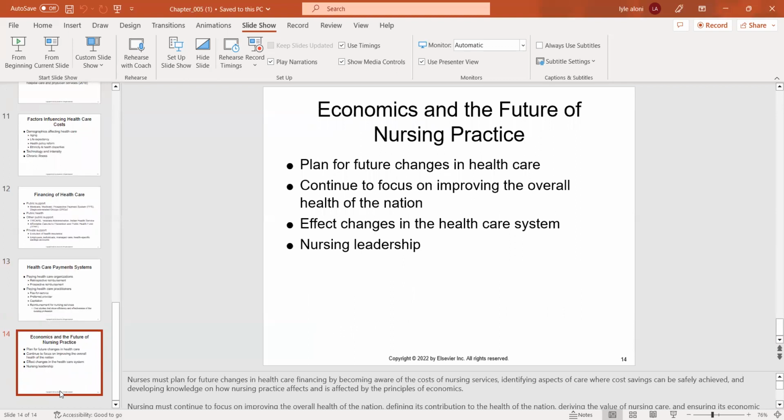Nurses must plan for future challenges in healthcare financing and become aware of the cost of health services, identifying aspects of care where cost savings can be safely achieved, and developing knowledge on how we can get that done effectively and economically. We need to focus on improving the overall health of the nation, defining nursing's contribution to the health of the nation, and deriving the value of nursing care and ensuring its economic viability.